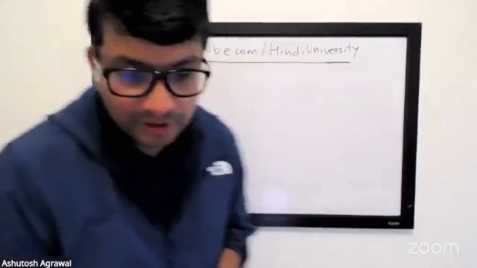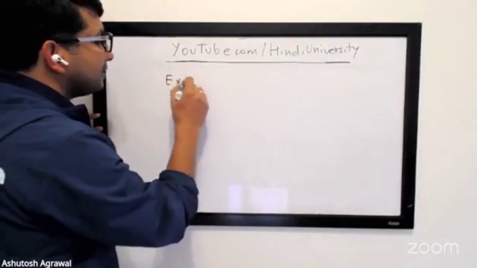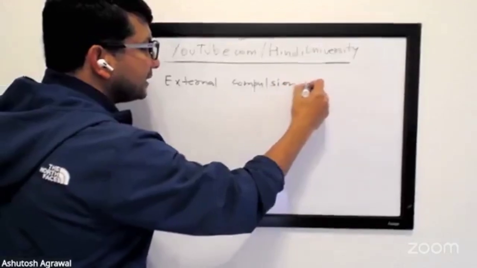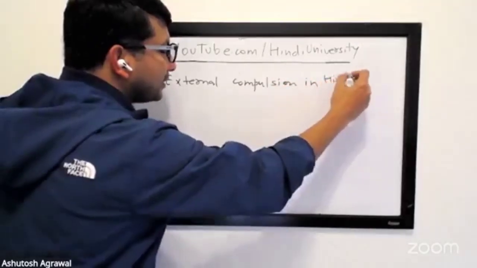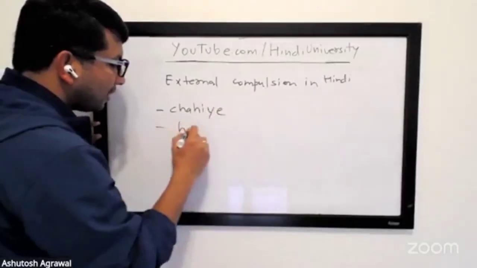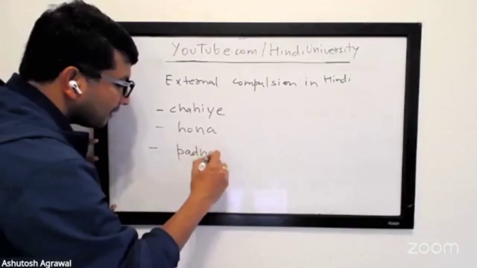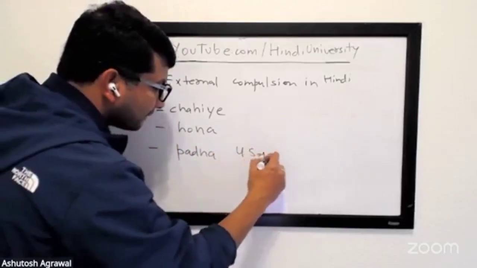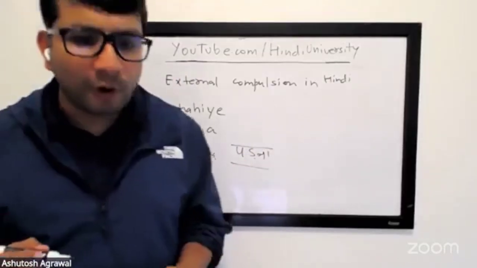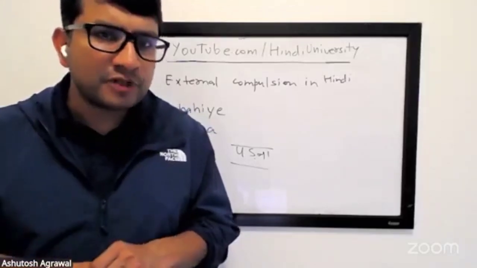And so the main focus for today would be learning about external compulsion in Hindi. And just like in the previous classes, we learned about chahiye and hona. The key thing here would be padna. When padna is used along with the infinitive form of the verb. Okay? How you use it, in which tense you use it, we will discuss it.